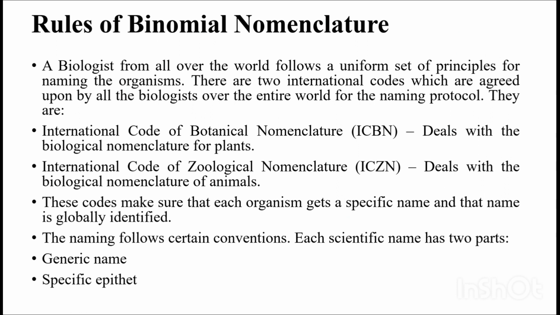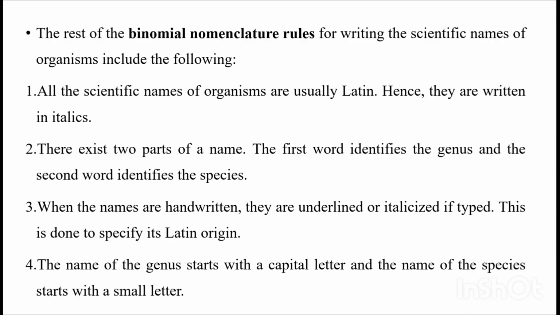protocol. They are the International Code of Botanical Nomenclature, which deals with the naming of plants, and the International Code of Zoological Nomenclature, which deals with the biological nomenclature for animals. This code makes sure that each organism gets a specific name and that name is globally identified. The naming follows certain conventions. Each scientific name has two parts: one is the generic name, genus, and one is the specific epithet, species.